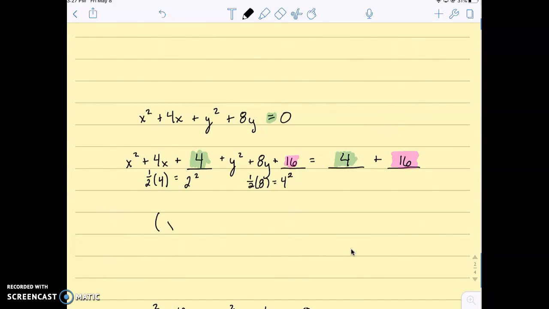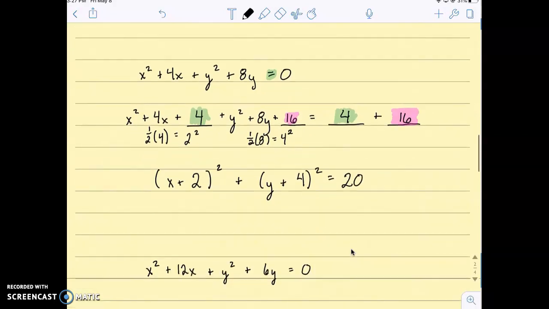Now we write x plus 2 squared plus y plus 4 squared, and that equals 20. Where's the center of my circle? It looks like the center is at 2, 4, but we know, because there's a minus in the formula for a circle, that this value we see is actually going to be the opposite of the h value. So my center is actually at -2, -4, and my radius is the square root of 20.